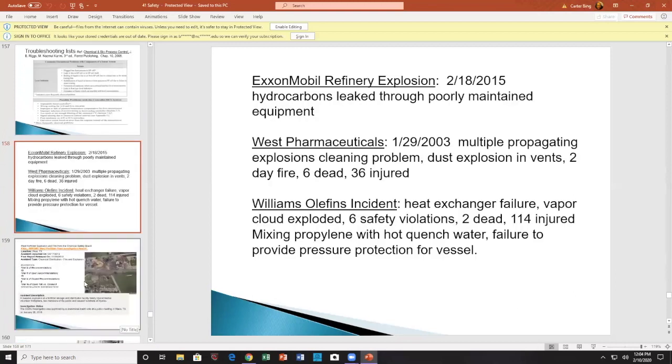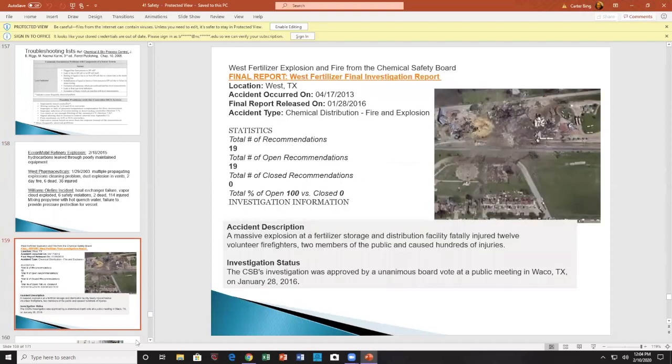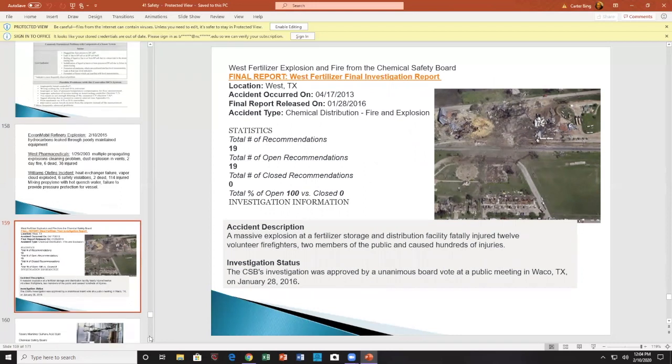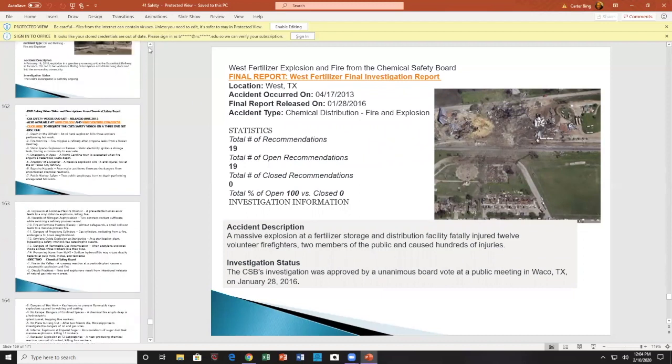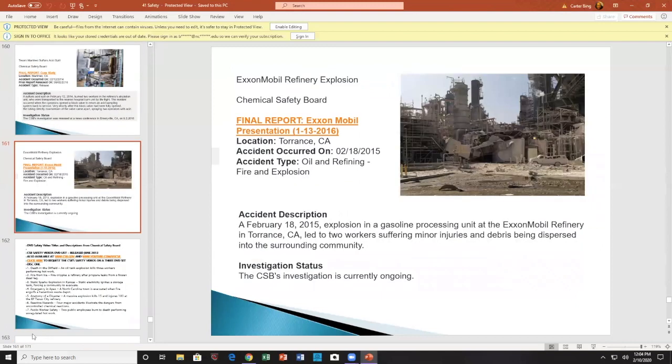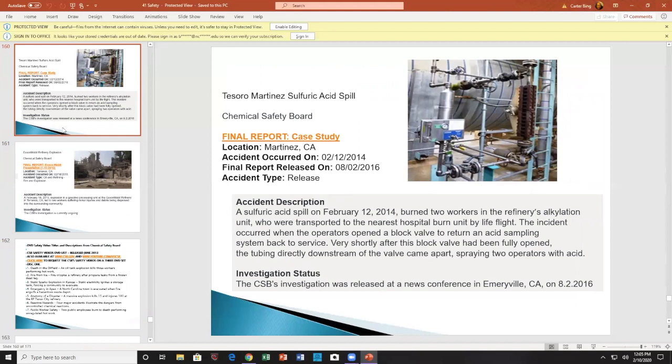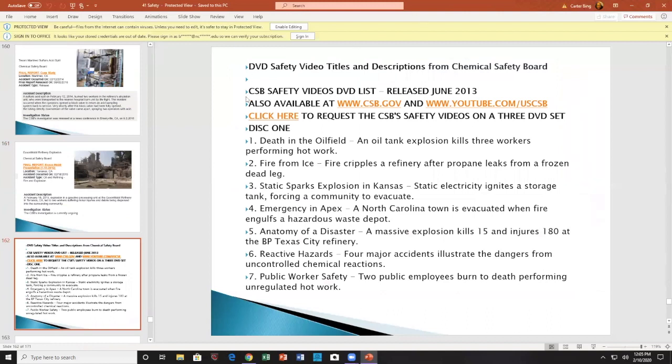Okay. We have the Exxon refinery, 2015. This is West Fertilizer. I thought it was West Texas. Then we have the Exxon refinery again, and another type of thing. And here we have these fantastic videos from the Chemical Safety Board. All kinds of problems: static spark, fire from ice. And this is pretty disgusting right here, the BP Texas City refinery. That's a pretty disgusting one.